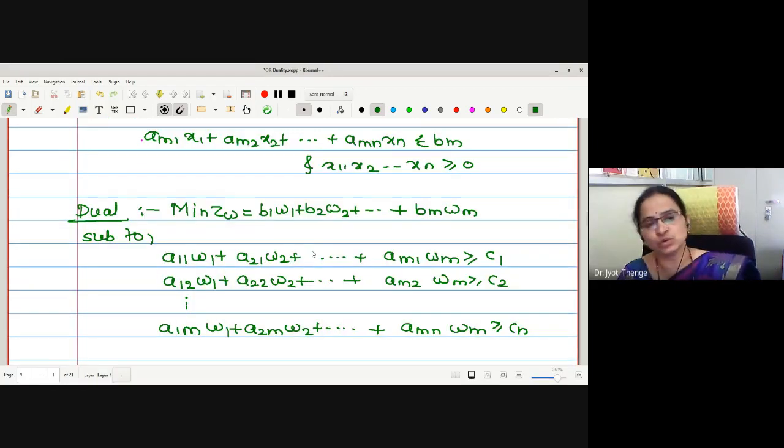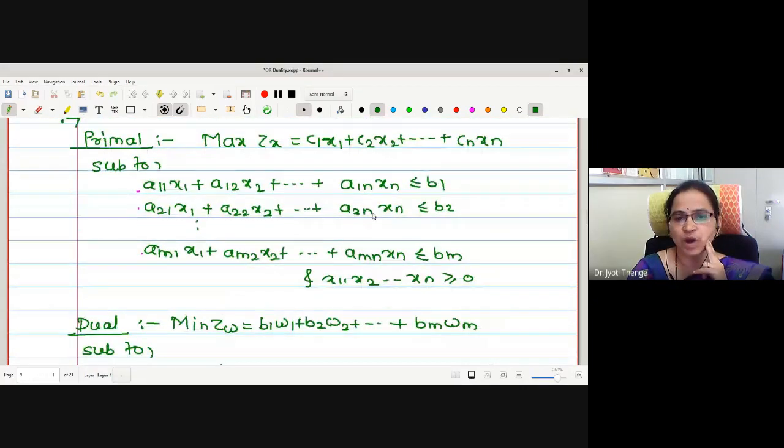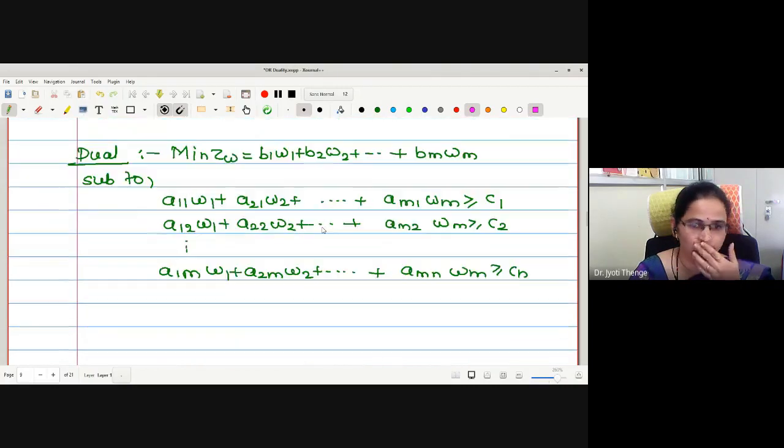See, one thing to note is that the roles of the number of variables and the number of constraints get interchanged. In this problem we have n variables and m constraints. Correct? But in the dual, what does it become? We have m variables and n constraints.